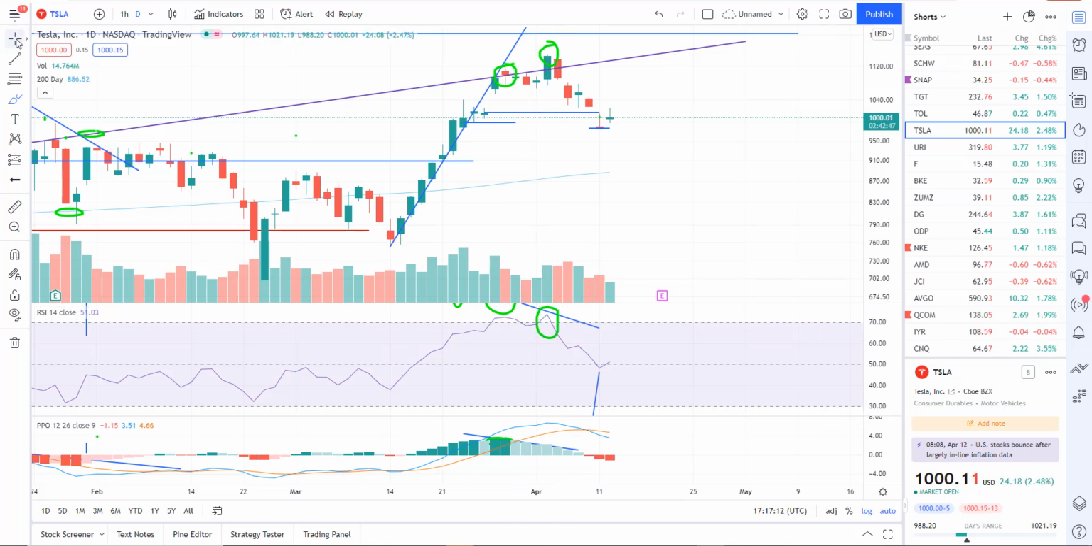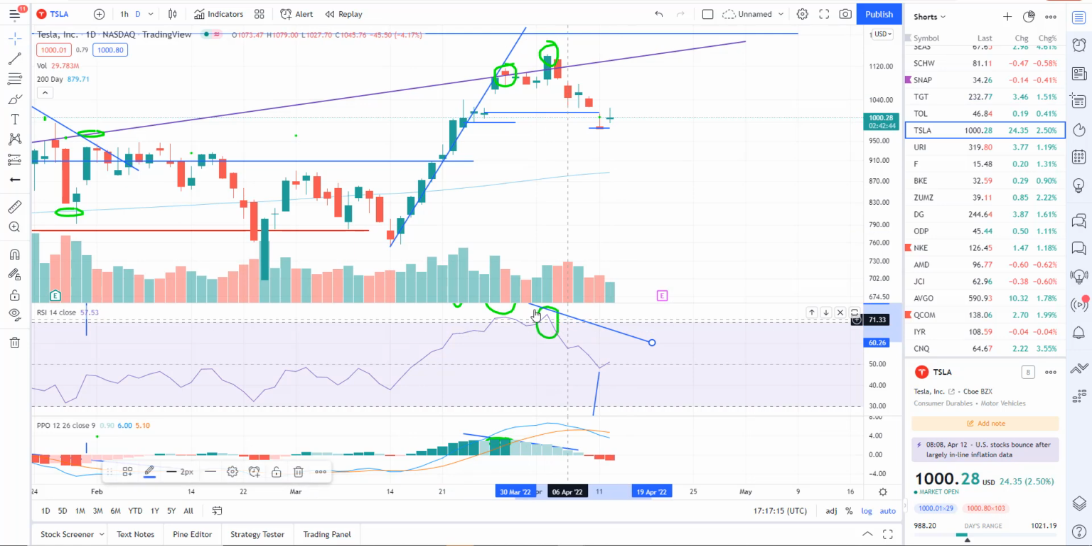You can see it. If I mark it out right there, it basically made an equal high in the RSI, but a higher high in price. So it started to put in that negative divergence.